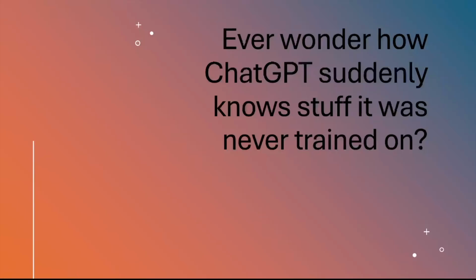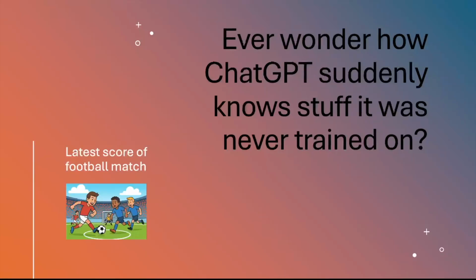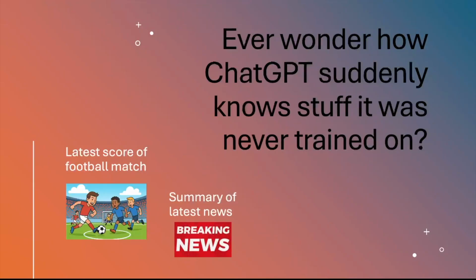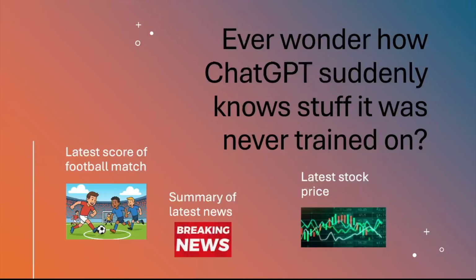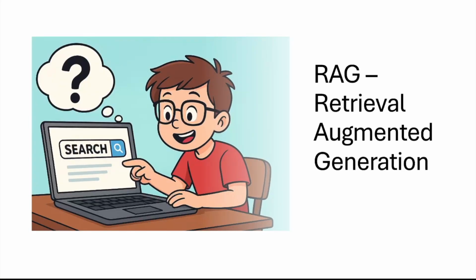Ever wondered how ChatGPT suddenly knows the stuff it was never trained on? For example, telling you the latest score of a football match, summarizing the breaking news, or the latest price of a stock. When that LLM was being trained, it never had that information because the event had not occurred. But it still knows the answer. Let us see how. The secret sauce is RAG, Retrieval-Augmented Generation.